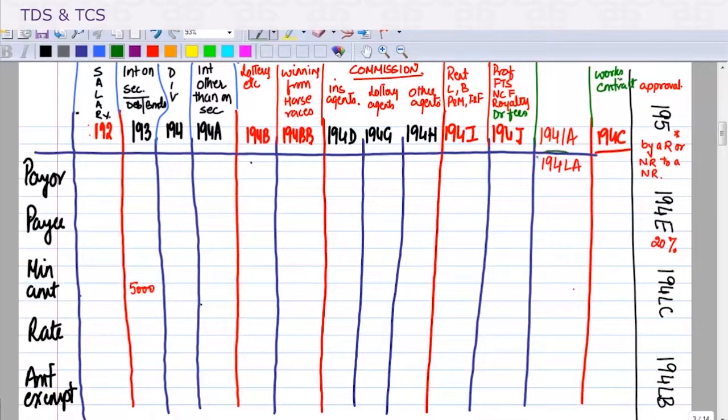Then we have 194LA and 194IA, both concerned with immovable property other than agricultural land. 194LA talks about compulsory acquisition, and IA talks about transfer of immovable property other than agricultural land.